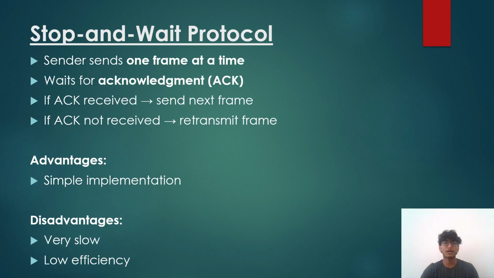So now let's start with the stop and wait protocol. Basically, the sender sends one frame at a time. Then it waits for the acknowledgement. If the acknowledgement gets received, it will send the next data frame, and if not, then it will retransmit the lost frame. The advantage of this type of protocol is that it is very simple to implement, but the disadvantage is that it's very slow and it has a very low efficiency.